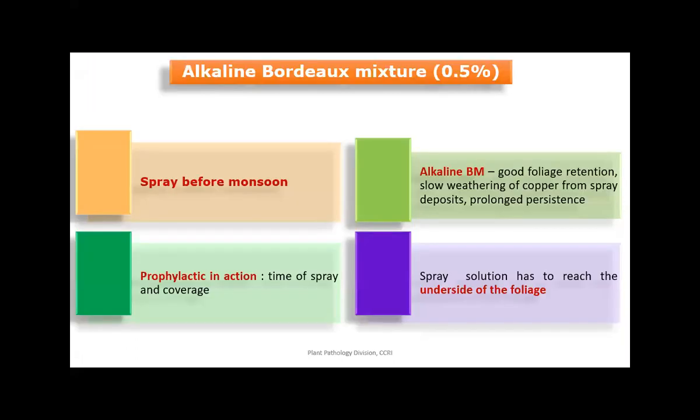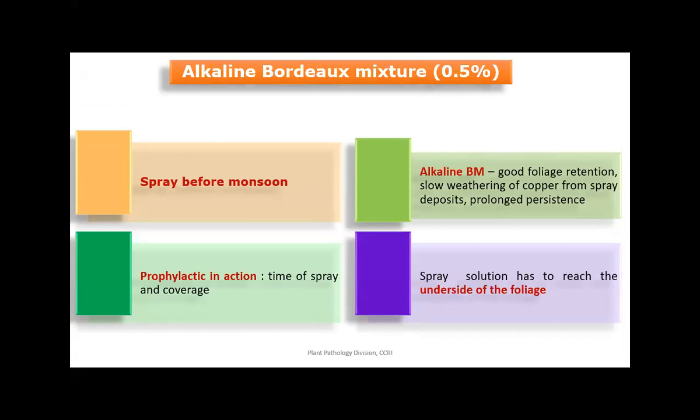Then for coffee, we do recommend alkaline Bordeaux mixture for management of leaf rust, that is 0.5%. And it has to be sprayed before the onset of monsoon. And as I said, timing, spray, and coverage are very, very important when we are using prophylactic fungicide.